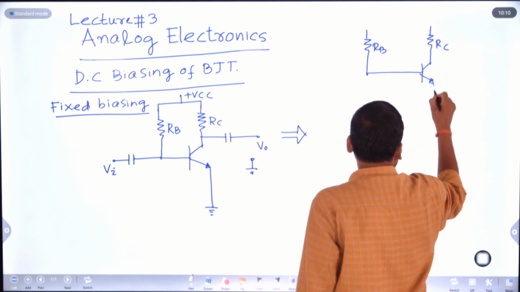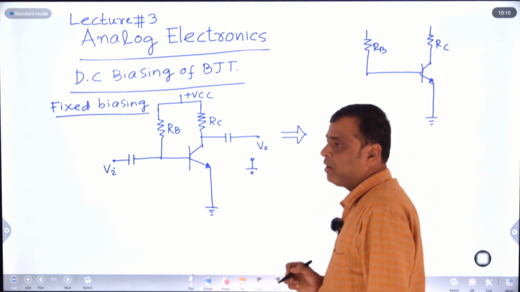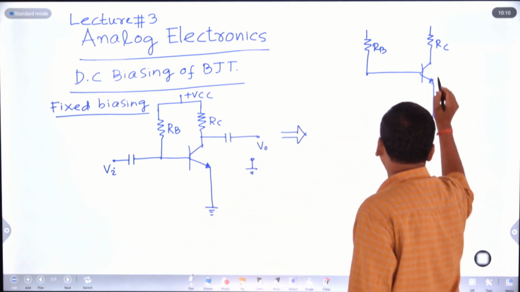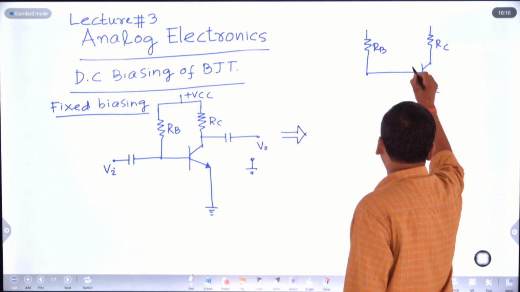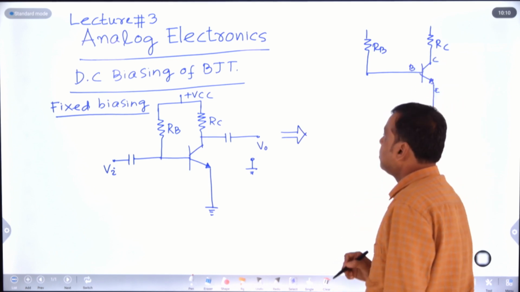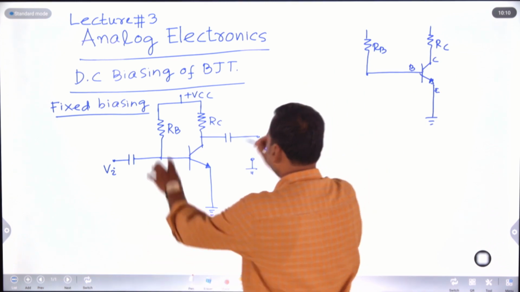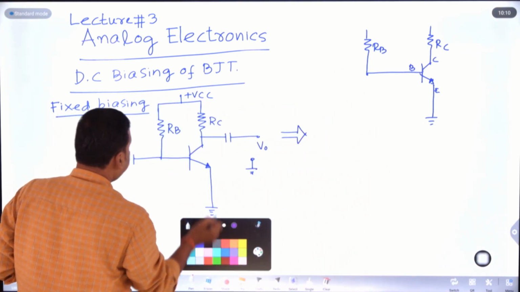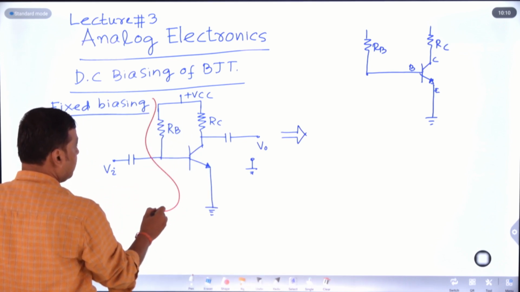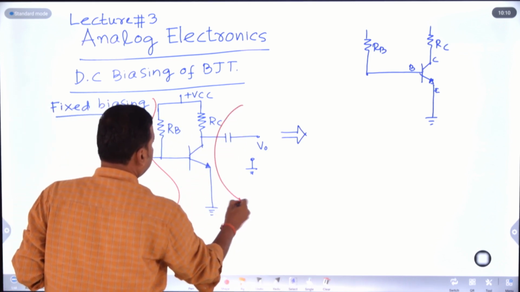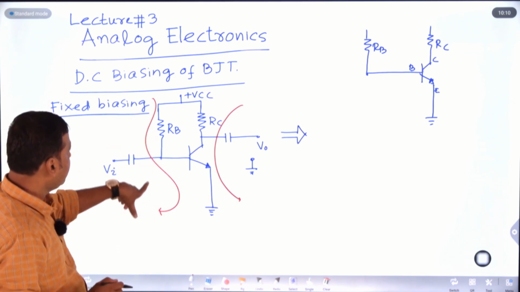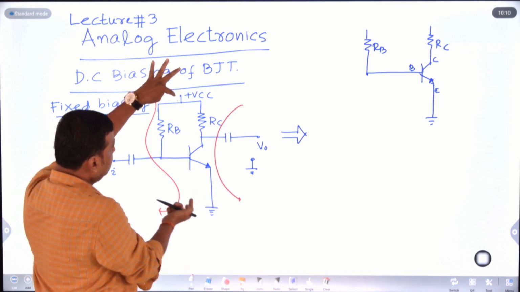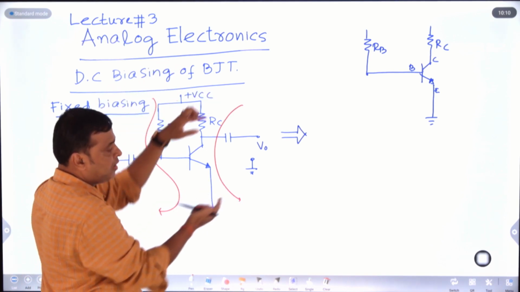First of all, we have to find out the input current. In a transistor there are three terminals: this is your emitter, this is your base, and this is your collector. This plus VCC is supplied to both the input and output loop, with respect to ground. This is your input and this is your output.